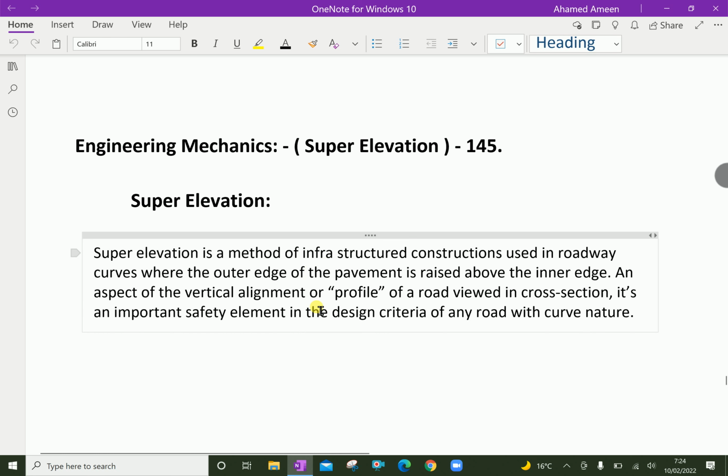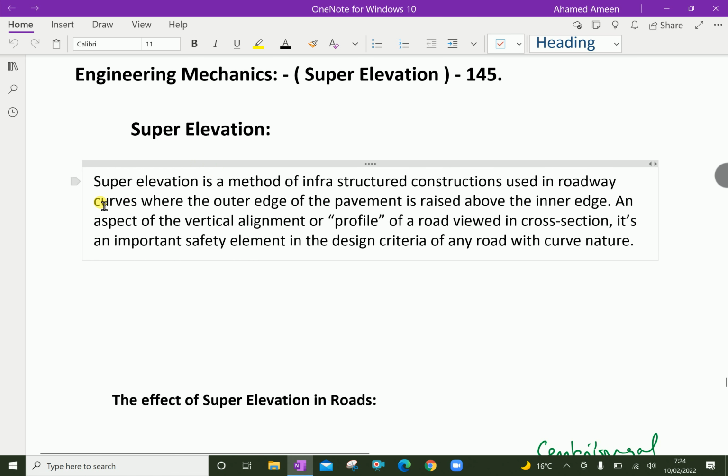We know that a body moving along a curved path is subjected to the following forces: its own weight and centrifugal force. Further, we will define super elevation. Super elevation is a method of infrastructure construction used in roadway curves, where the outer edge of the pavement is raised above the inner edge. It is an aspect of the vertical alignment or profile of a road viewed in cross section. It's an important safety element in the design criteria of any road with curved nature.